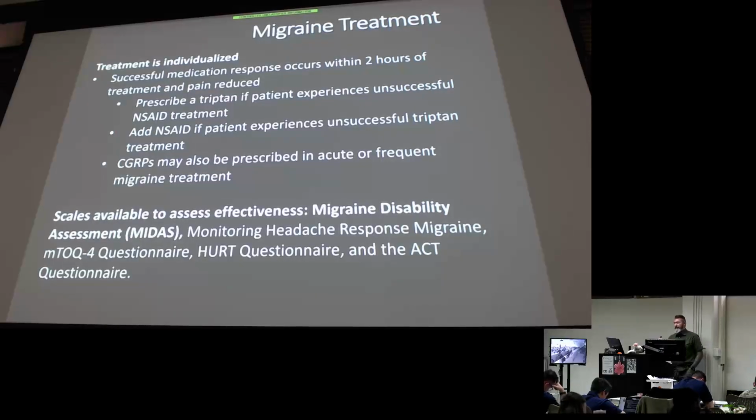A couple of key bullets, and we're going to talk about them more later, but those bullet number 2 and 3 there, important concept, right? If they don't do well with NSAIDs, try triptan. And then we can add an NSAID if patients don't do well with the triptans. And we'll talk about that treatment algorithm, but that one's going to show up a bit.